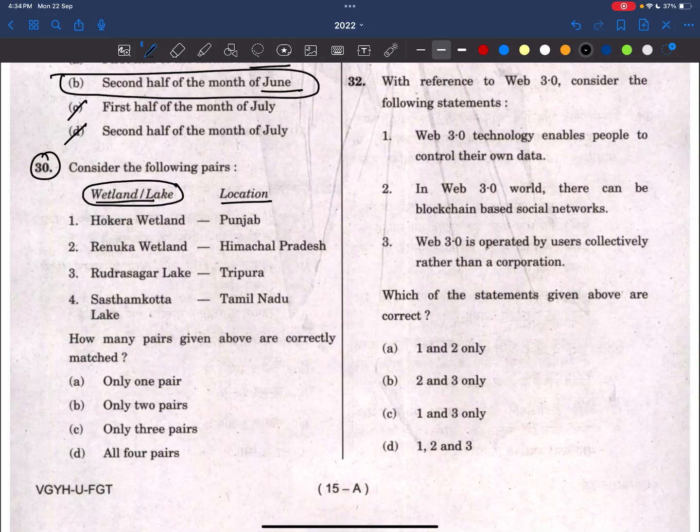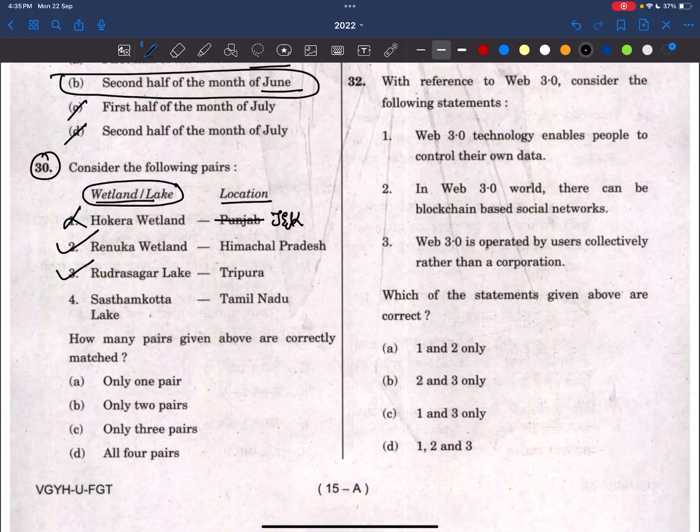Now let's see. Pong wetland, Punjab? No, it is not Punjab. It is in the Jammu and Kashmir region. So the first is wrong. Now, Renuka wetland, Himachal Pradesh. This statement is true. Renuka wetland is in Himachal Pradesh only. Rudrasagar Lake, Tripura. Yes, this is also true. These are factual only. Nothing much to discuss about it.